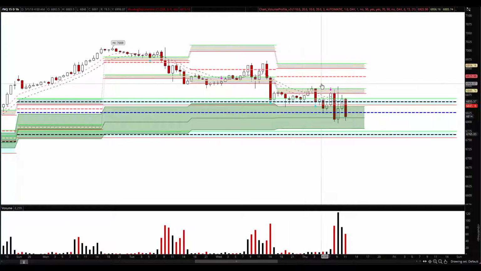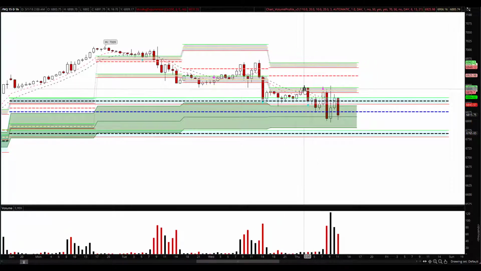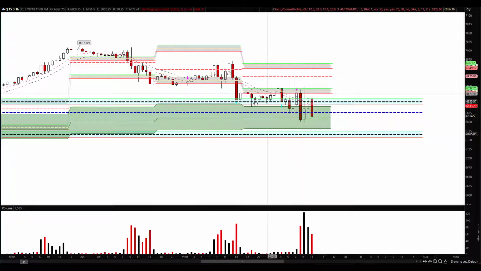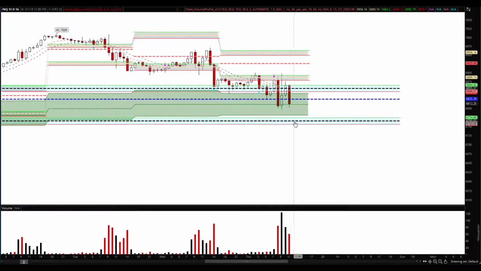Now we're rejecting the previous session's value area low, and we're trading into the weekly value area high. We're rejecting that at the present time, and we're trying to find some support along this blue line. That's the previous week's value area low. At the present time, we're rejecting that.